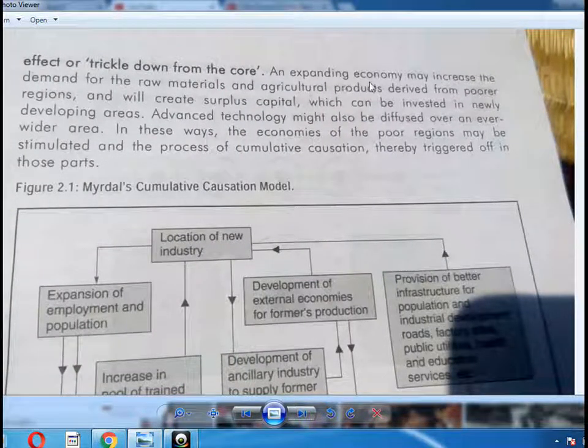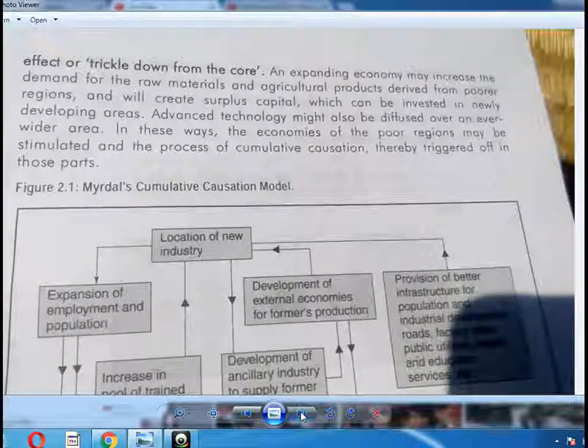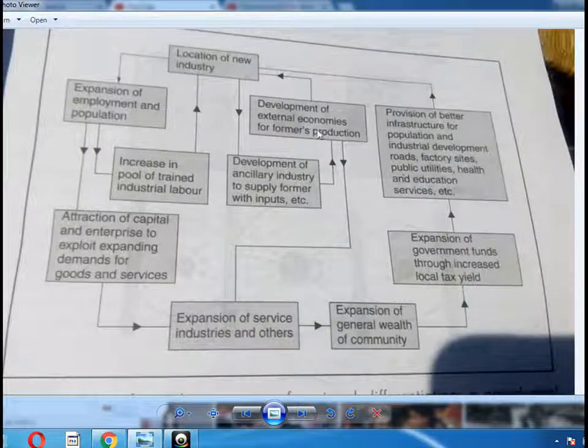An expanding economy may increase the demand for raw materials and agricultural products derived from poorer regions, and will create surplus capital which can be invested in newly developing areas. Advanced technology might also be diffused over an ever wider area. In this way, the economies of the poorer regions may be stimulated and the process of cumulative causation thereby triggered in those parts.